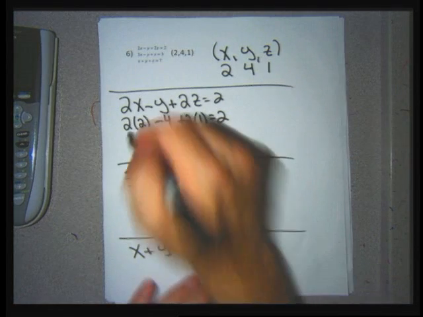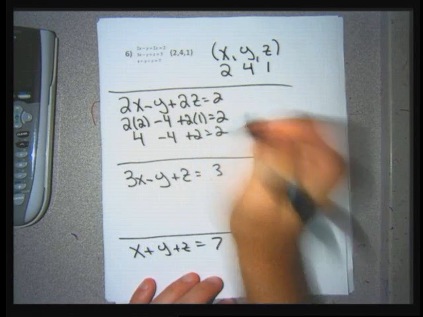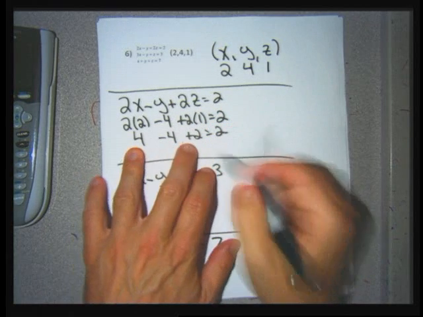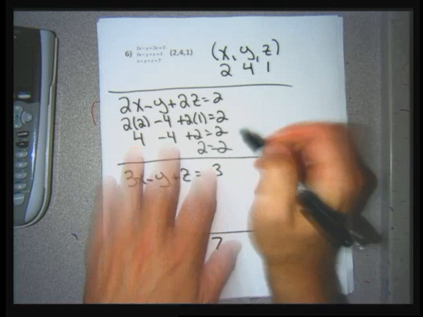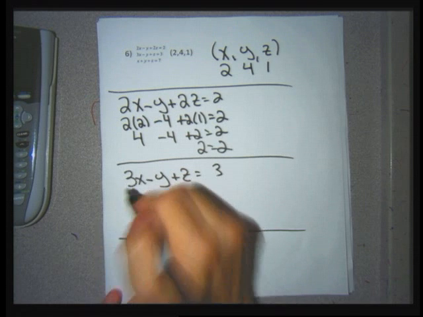The top one, I get 4 minus 4 plus 2 equals 2. Here the 4s cancel, and it leaves me with 2 equal to 2. So the point (2, 4, 1) is the solution to the top equation. That's not enough for it to be a solution to the system. It would also have to be a solution to the middle and the bottom.